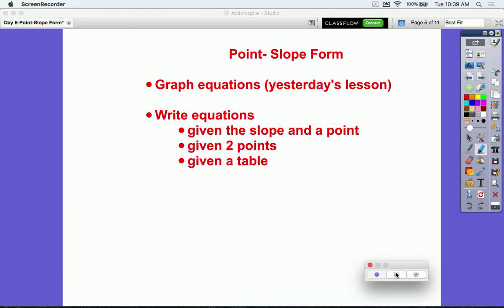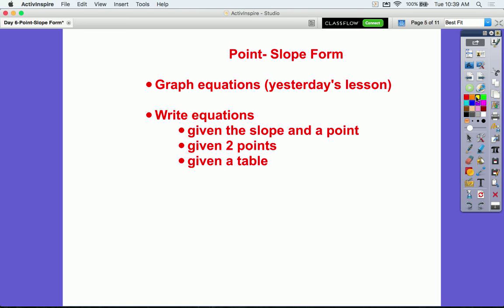Today we're going to be looking again at point slope form, just like yesterday. In class yesterday, we learned how to graph equations. Today we're going to be focusing on writing equations. We're going to look at basically three different types of problems. The first is a pretty easy one: if I give you the slope and a point, can you write an equation of the graph? That's going to be the first part of today's lesson.